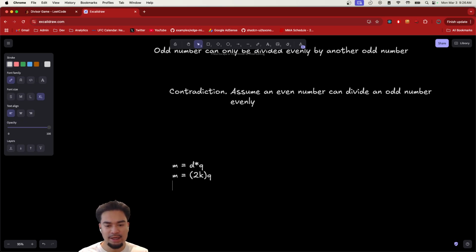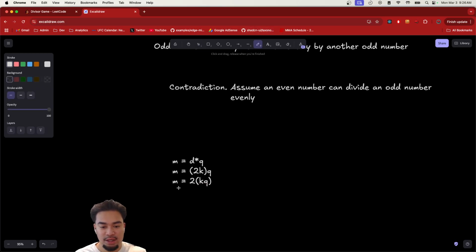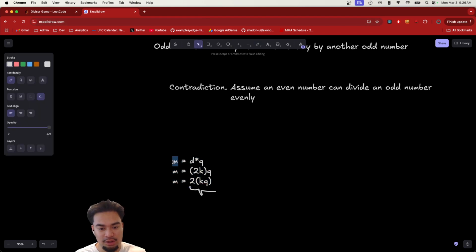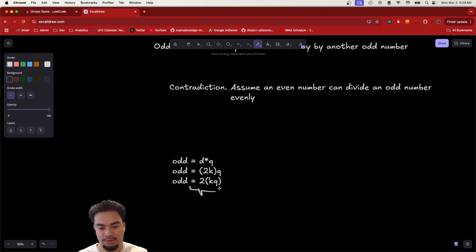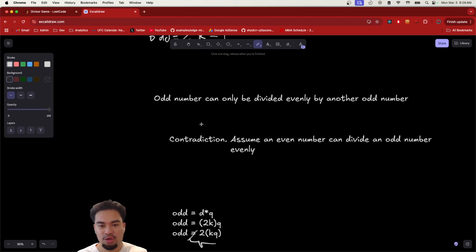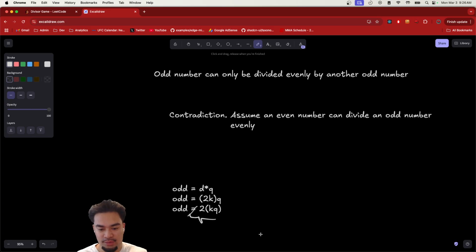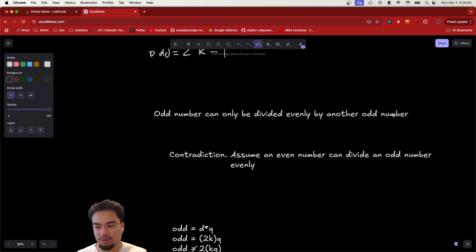If we simplify that, m equals 2kq. Since k and q are both integers, two integers multiplied by each other equals another integer. But essentially, now it's in the form of an even number. So if we're assuming m is odd, and you could find an even number, this is a contradiction. An odd number cannot be represented as a multiple of 2, that's only even. So by contradiction, since we can't choose an even number, we have to choose an odd number to divide it.